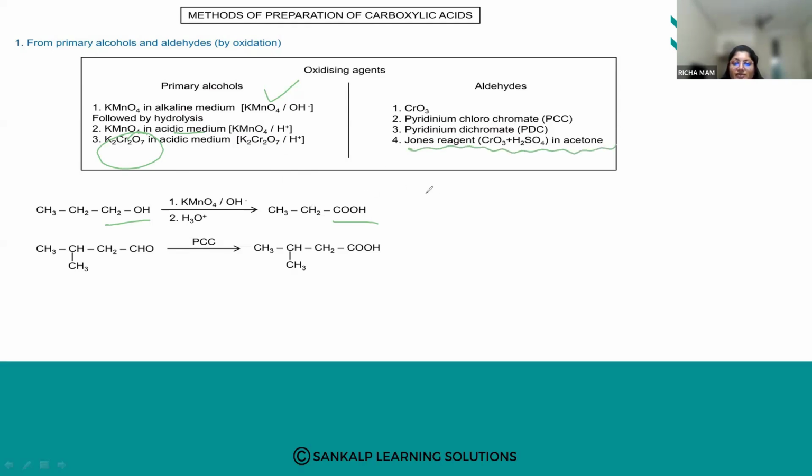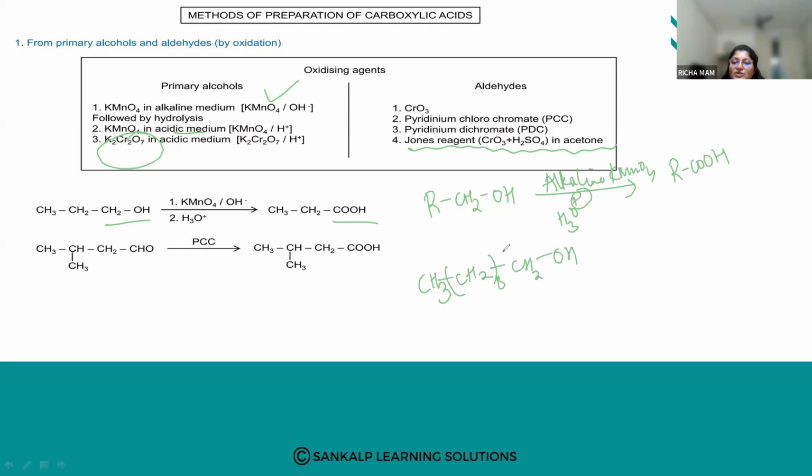So what we are doing is the conversion of the primary alcohol. We can use alkaline KMnO4, followed by acid hydrolysis. What I'm going to get is the corresponding carboxylic acid. Let me take one example: CH3 (CH2)8 CH2OH.